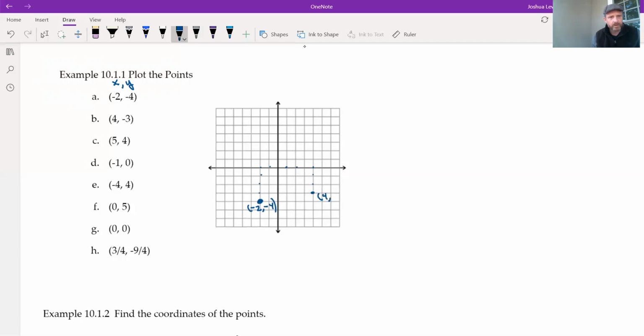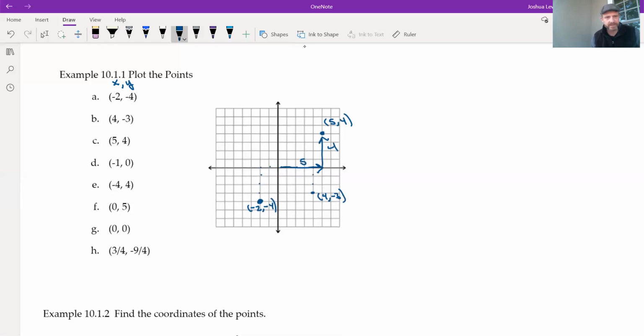So we have (4, -3). Next, (5, 4). 1, 2, 3, 4, 5. And then up, 1, 2, 3, 4. There's the point, (5, 4). And again, how am I getting that? Well, from the origin, I've gone 5, and then I've gone up 4, okay? (5, 4).